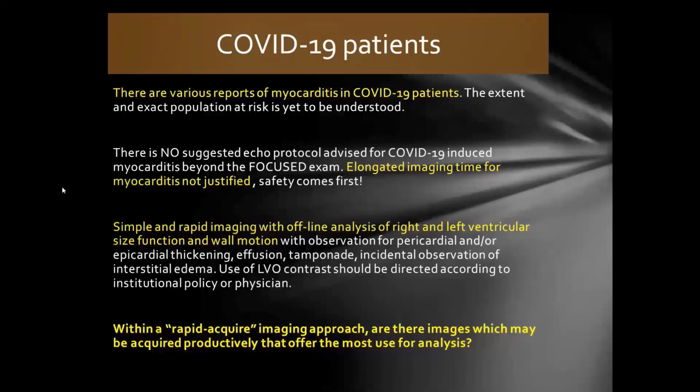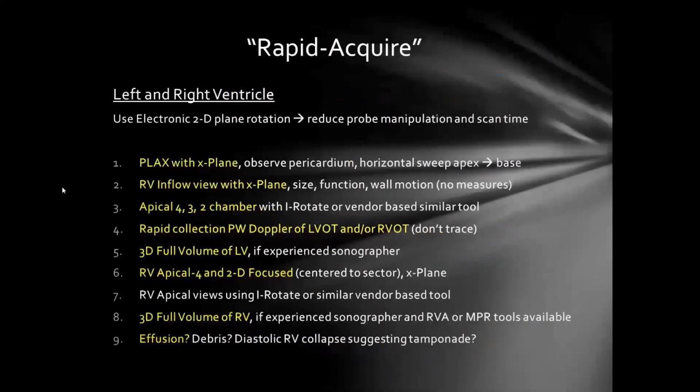Within a rapid acquire imaging approach, are there images which may be acquired productively and quickly that offer the most use for analysis if you have that capability offline later? A rapid acquire means that you have a short, effective protocol that within those images you could derive the maximum amount of information evaluation with the minimum amount of time, scanning, change of the probe position, and acquisition time. When I think of me doing this, I'm thinking about 2 minutes max. I feel very comfortable I could take all these images in 2 minutes or less. And that may not be the case with everyone, so this is something we'll walk through, because it depends on possibly what the need is of the sonographer.